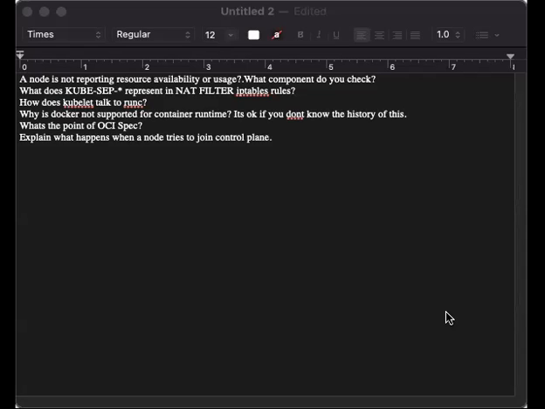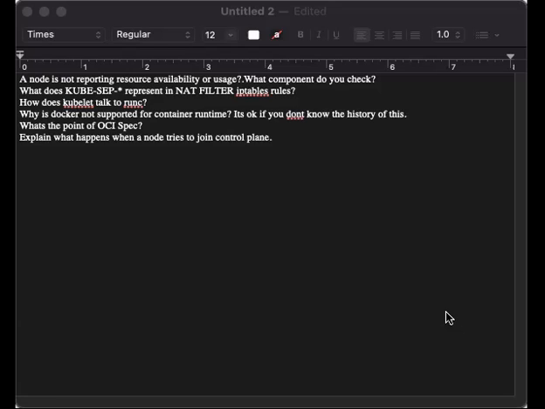So as an interviewer, I'm going to ask you things like, what are the components of a node? A node is made up of different components, so you give me those components. We're talking about the kubelet, the kube-proxy.